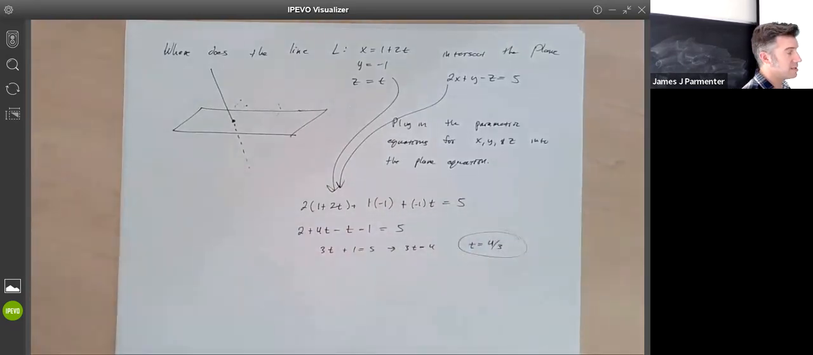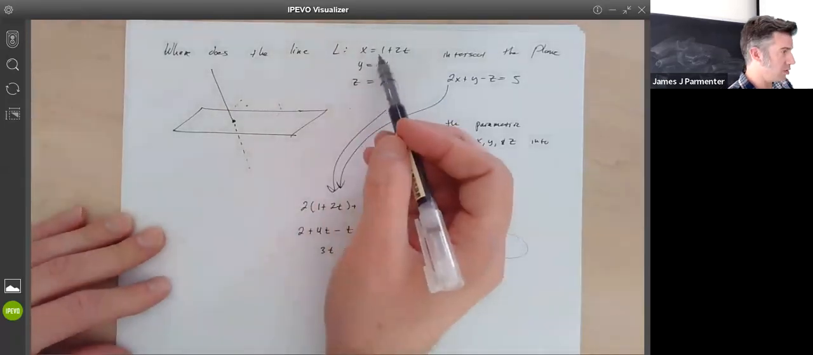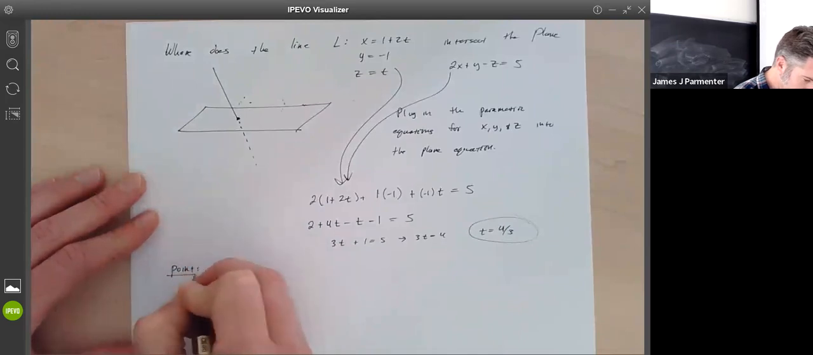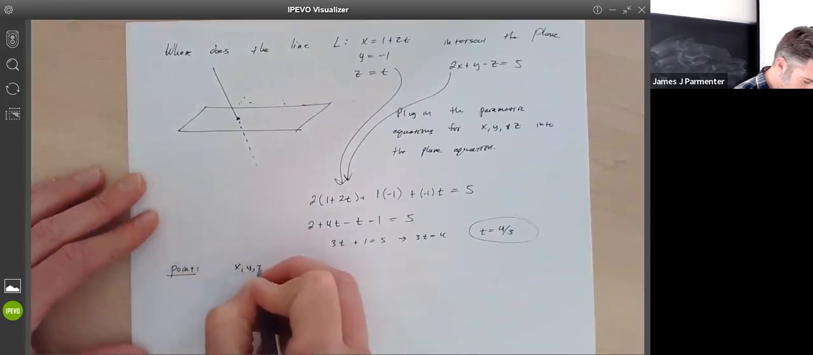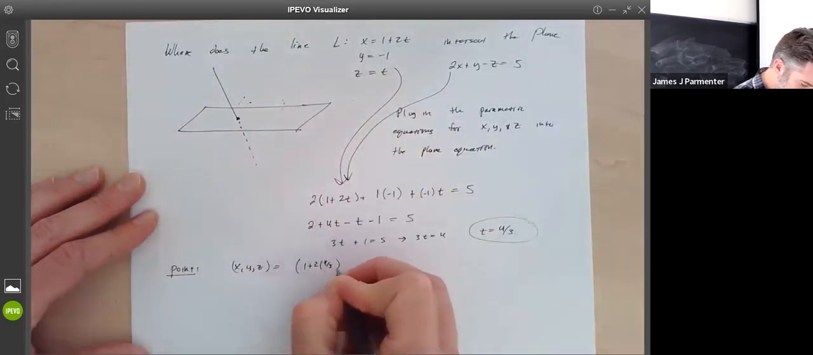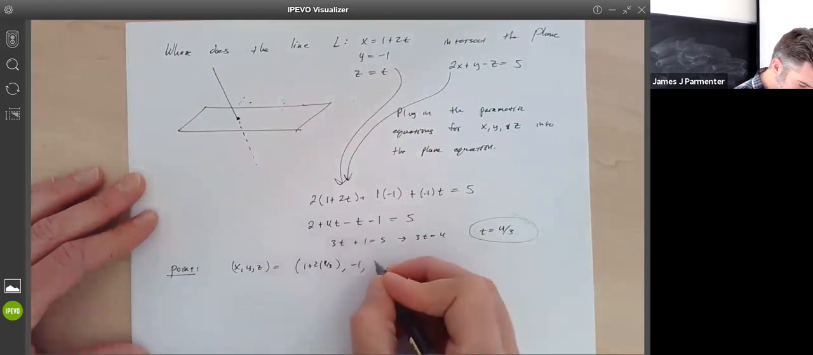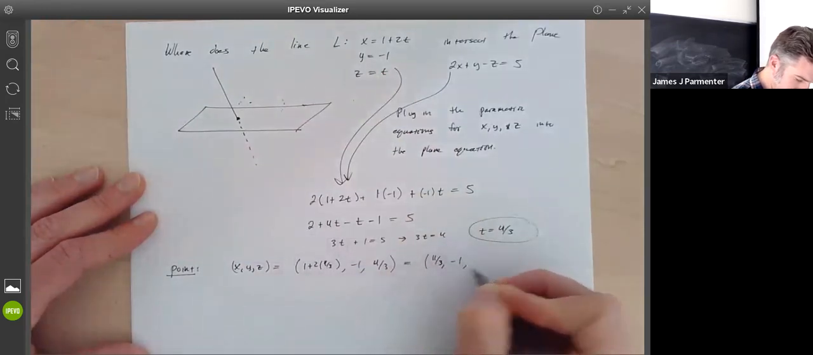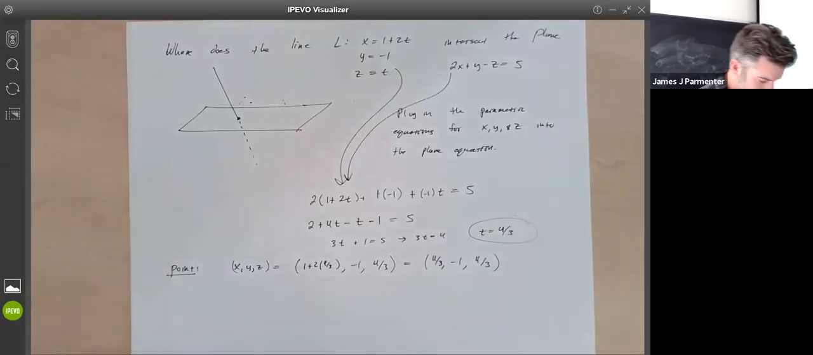Now I should point out, this is not the answer to the question. This shows that there is an answer, but the question says, where does the line intersect the plane? Well, we have to find the point. So we need to take that t value and plug it back into our parametric equations to find the x, y, z coordinate. So the point is x, y, z equal to, x is going to be 1 plus 2 times 4/3. y is -1 and z is 4/3. So that's going to be 1 plus 8/3 is 11/3, -1, 4/3. So that's the point on the line that intersects the plane.